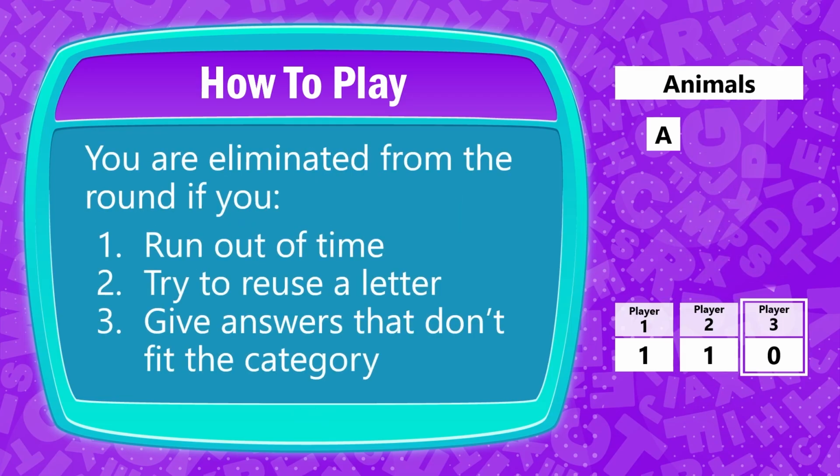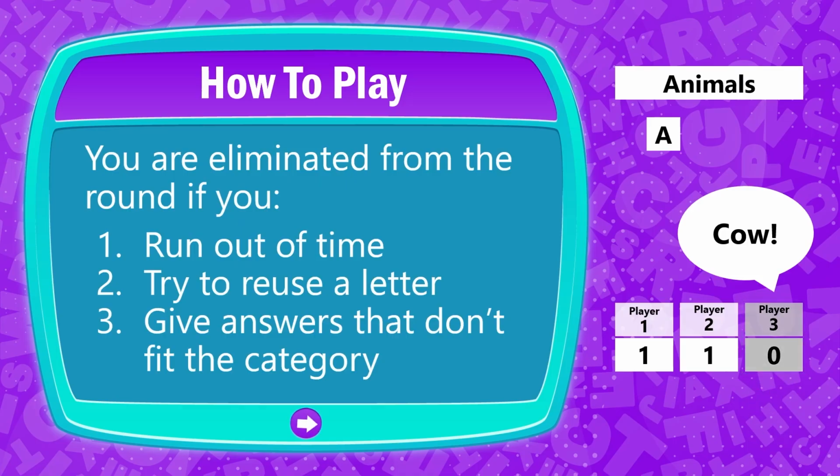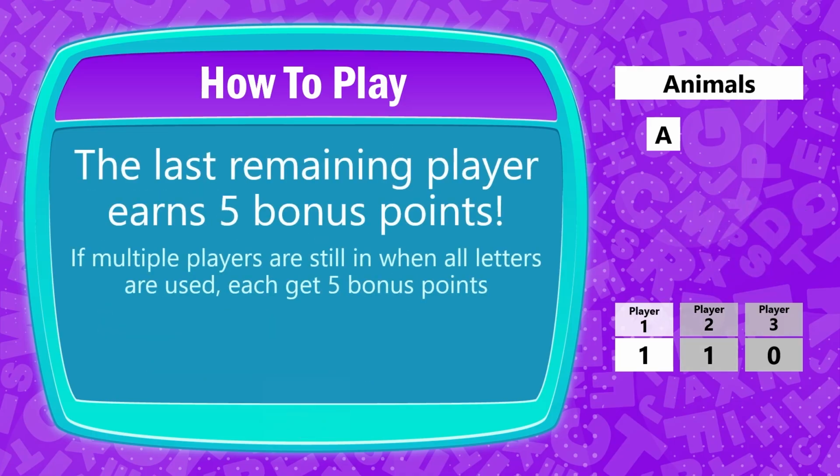Players are eliminated if they run out of time, try to reuse a letter, or give an answer that doesn't fit the category. The last remaining player will earn 5 bonus points. If there are multiple players still in after all the letters are used, then each will get 5 points. Once you've gone over the instructions, click Let's Play to begin.